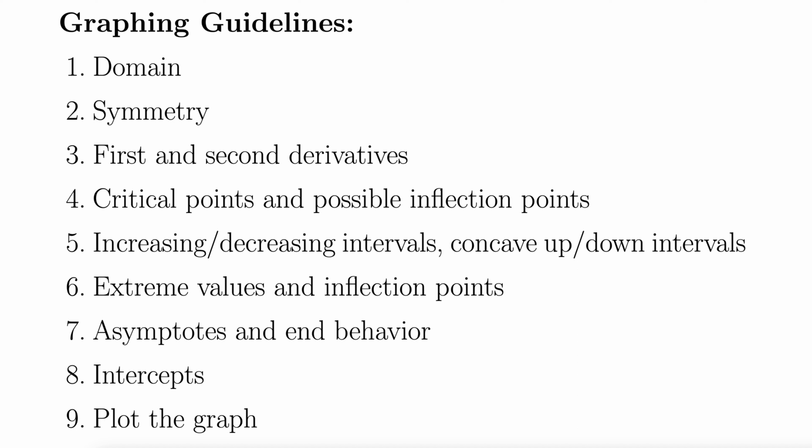Once we have those, we can use test points. That's the big deal, step 5, to figure out where we're increasing and decreasing and where the function is concave up and concave down. Step 6, we can determine our extreme values, our maxes and mins, and our inflection points where it changes in concavity. Step 7, start looking at end behavior and asymptotes, anything like that. Finally, step 8, we get our intercepts.